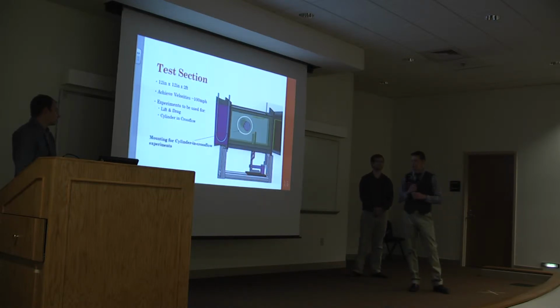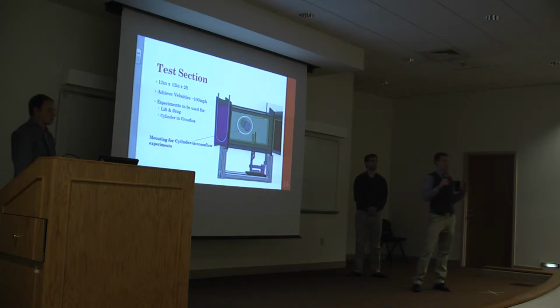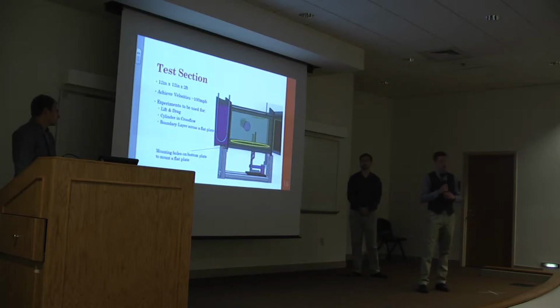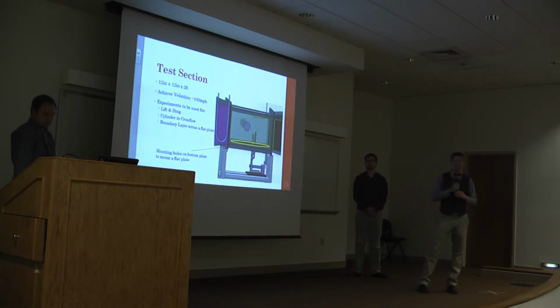Next we had the cylinder in cross flow, which is just a cylinder where you're able to detect the surface pressure around the entire cylinder inside the cross flow. Lastly, we have a boundary layer across a flat plate, so we have mounting holes on the bottom that allow this flat plate to be mounted and run tests on.